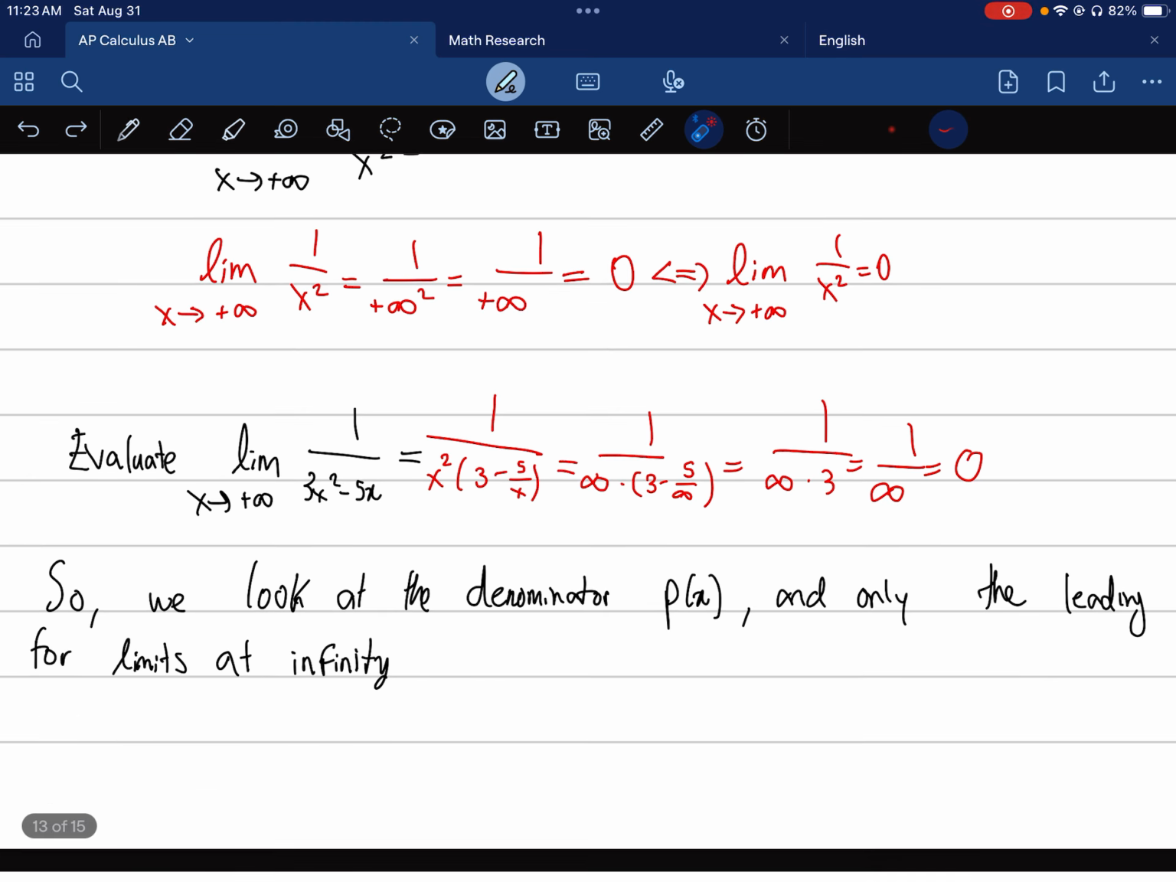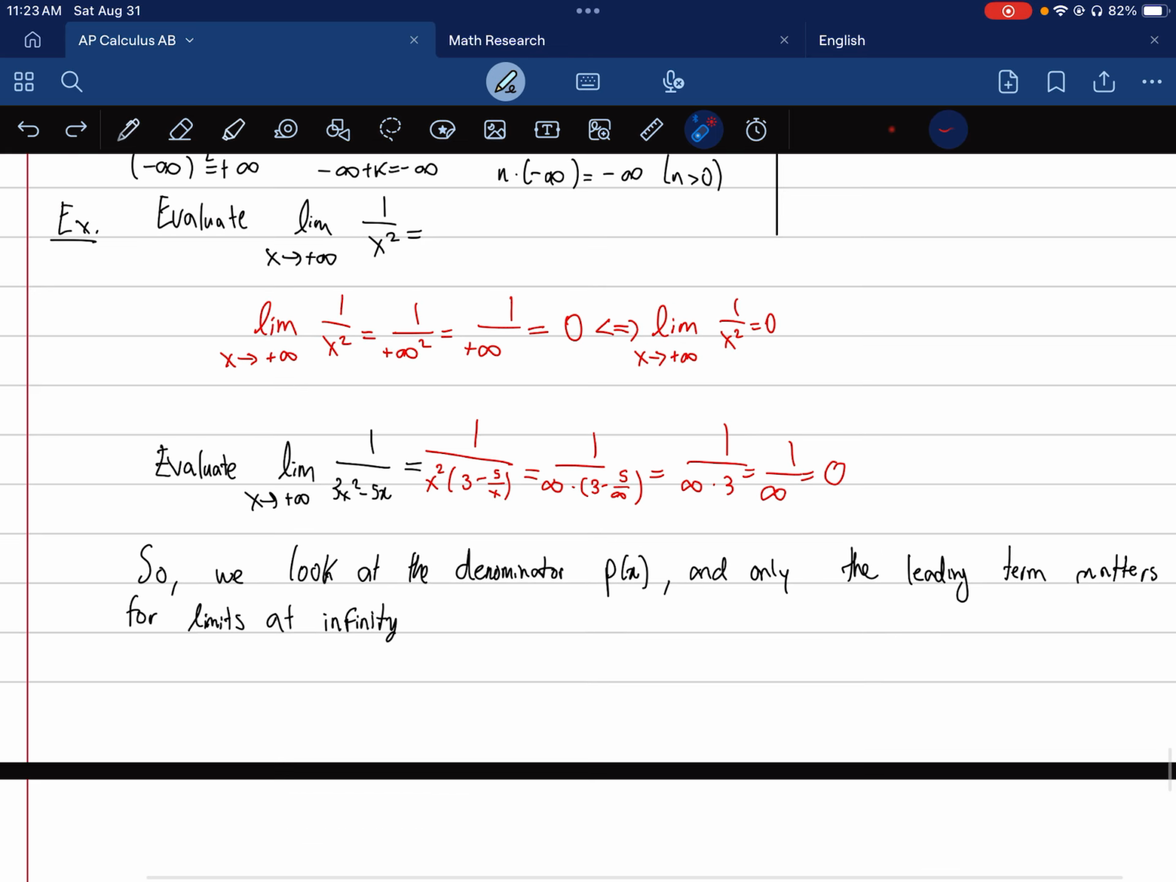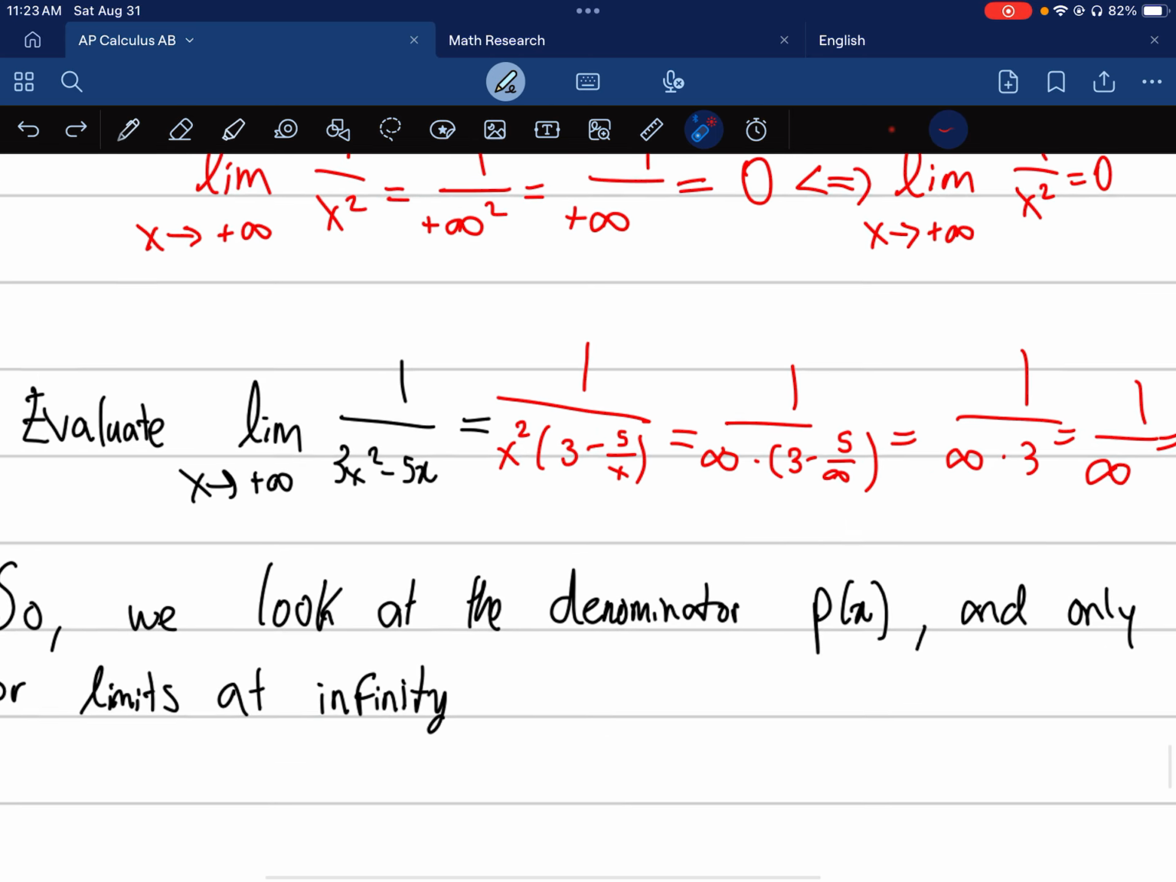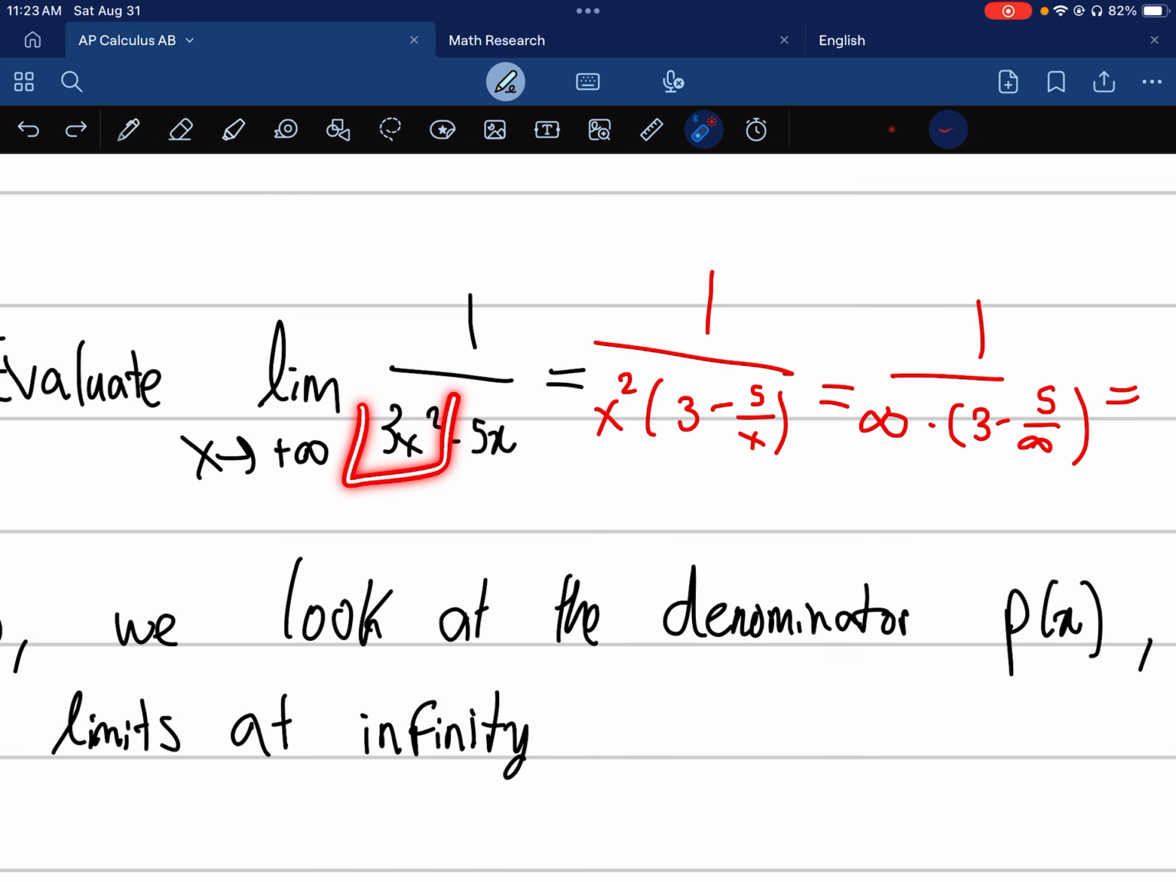There's actually an easier method, because if we look at the denominator of p of x, only the leading term really matters for the limits. Notice only this 3x squared mattered. This other term actually just became 0.